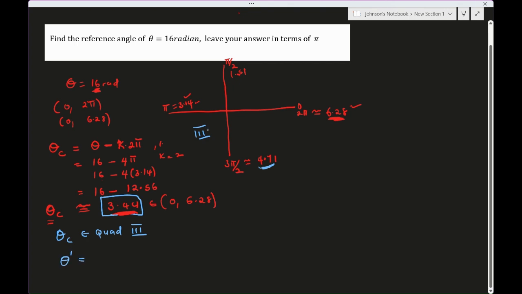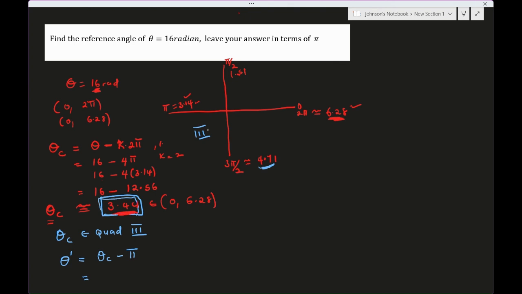Then you ask yourself, how do you find the reference angle in the third quadrant? The reference angle theta prime in the third quadrant, if you remember, is the angle itself, in this case our coterminal angle, minus pi. And what is our coterminal angle? It is this one here, which is 3.44. But how did we get this 3.44? If you come back here, it is the same thing as 16 minus this value. This value came from 4 pi, so it's actually 16 minus 4 pi.